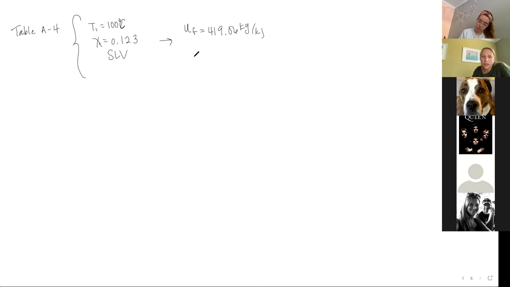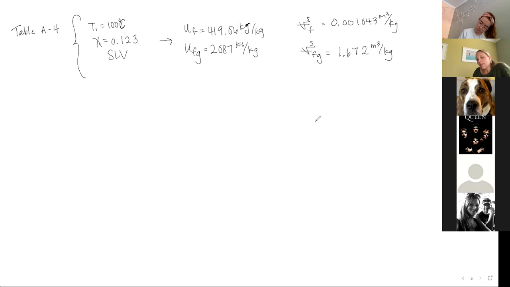kilojoules per kilogram, using this temperature line in my saturated liquid vapor tables. And then my internal energy for my liquid vapor mixture, u sub fg, is 2087 kilojoules per kilogram. Sorry, I switched these. These are my internal energies. My specific volume of my saturated liquid is 0.001043 cubic meters per kilogram, and my specific volume of my saturated liquid vapor region is 1.672 cubic meters per kilogram.